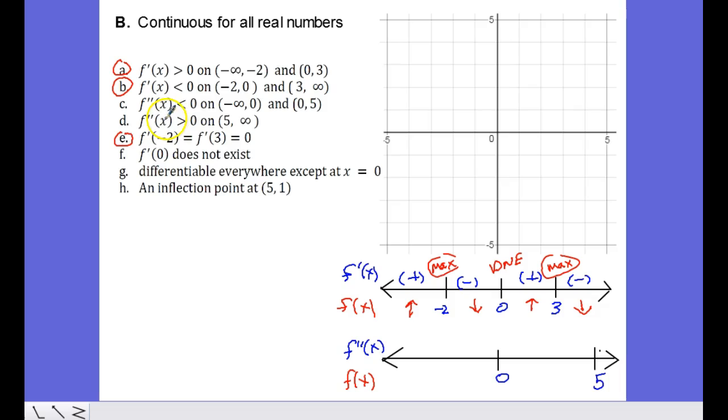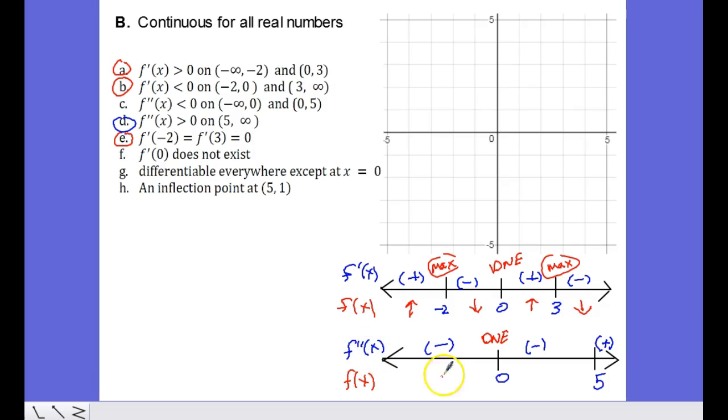Okay, so they say that f double prime is negative from negative infinity to 0. So that's going to be a minus sign. And they tell me it's also negative from 0 to 5, so that'll be a minus sign. Sorry, 5 to infinity should be positive. And also, remember that since f prime of x does not exist, f double prime of x definitely does not exist. What does this mean for my function?